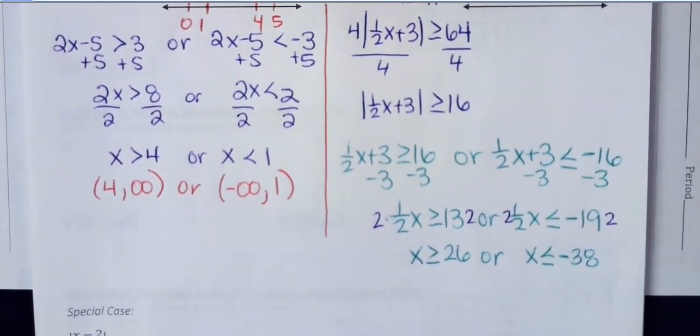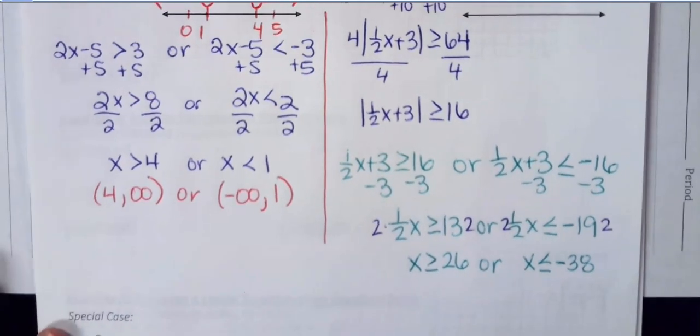Okay, so if we plug in 26, 27, 28 to our inequality, it's going to give us some number bigger than 16. If we plug in negative 38 to our inequality, or any number smaller than that, it's going to give us like a negative 17, negative 18 if we simplified, and that would satisfy that inequality.